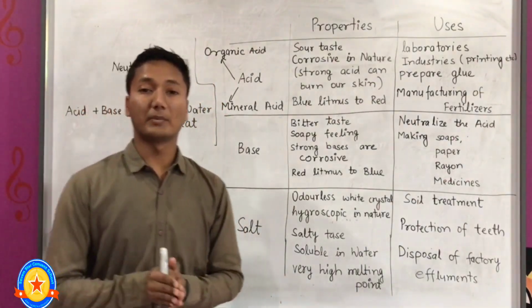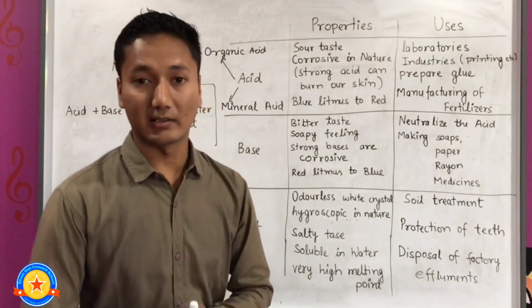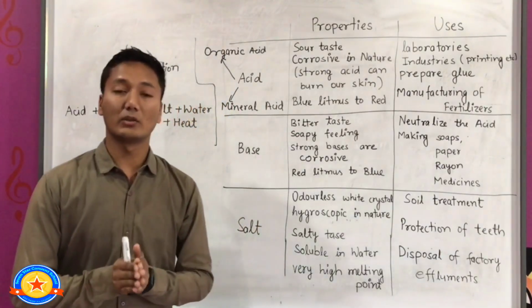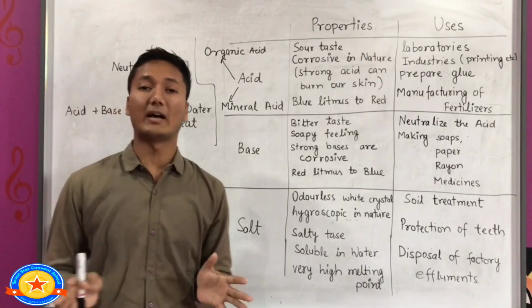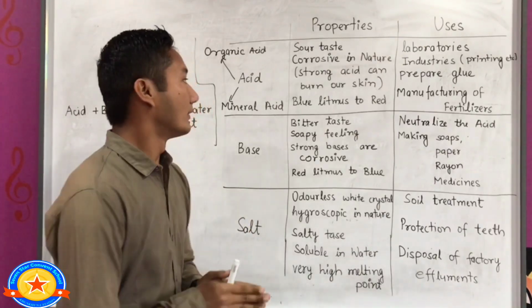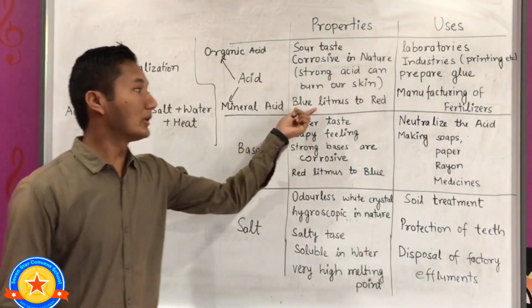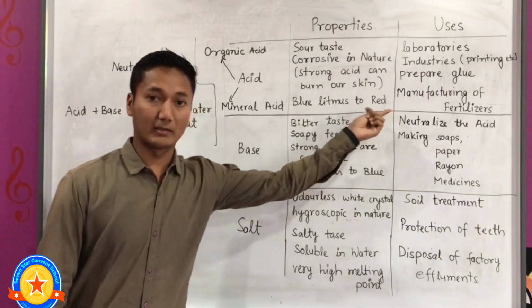Litmus is a kind of paper. This is used as an indicator. We can say this is a universal indicator because it is used widely in the world. The acid turns blue litmus paper to red.